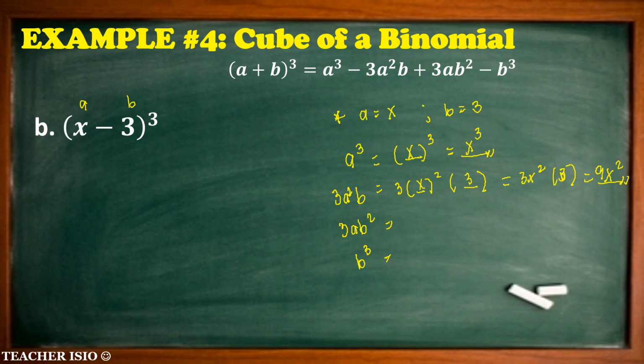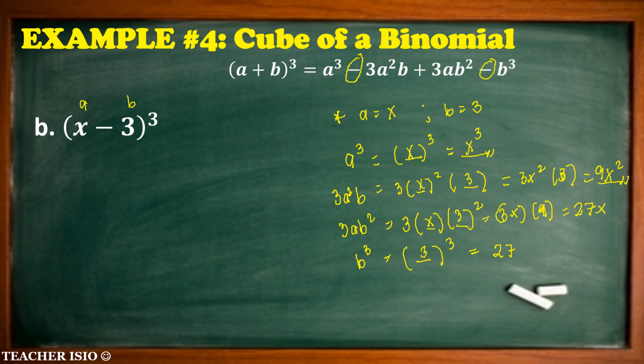So let's continue. Let's have 3ab squared. So we have 3 times blank squared. So a, yan, x yan. And then b, we have 3. So we have 3x times, what is 3 raised to 2? 9. So we have 27x. And then last, we have blank cube. So we have 3. What is 3 cube? We have 27 na. So please take note yung operation na naka-insert dito sa ating formula.